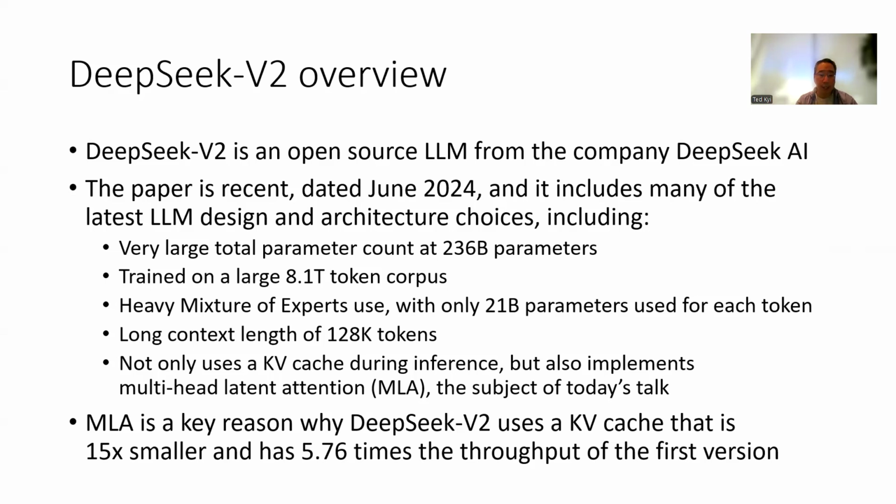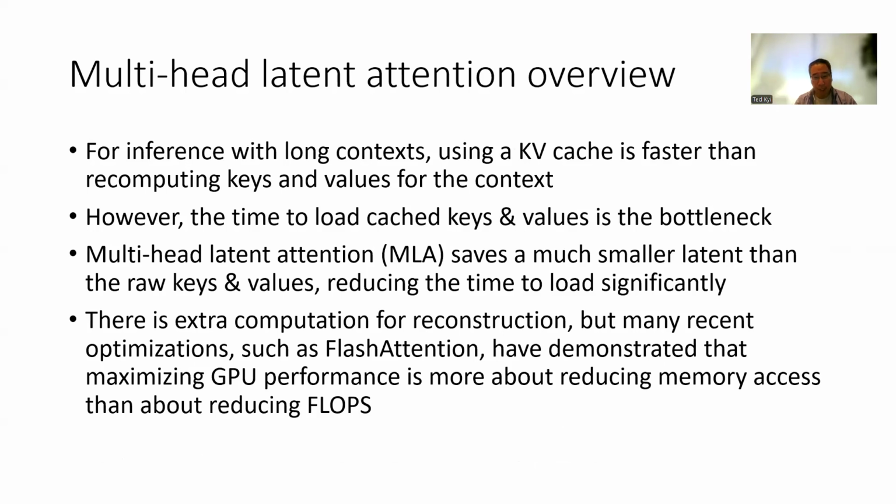This MLA, multi-head latent attention, is the reason why the KV cache on their 200 billion parameter model, they say, is 15 times smaller than a regular vanilla model. And that allows them to actually generate tokens 5.7, so a little short of 6 times faster than a normal LLM. I mean, 6 times is a pretty big speed up. All right. So what is this multi-head latent attention?